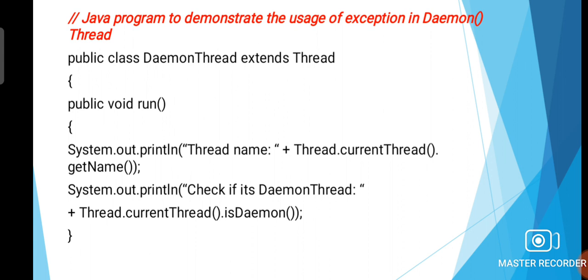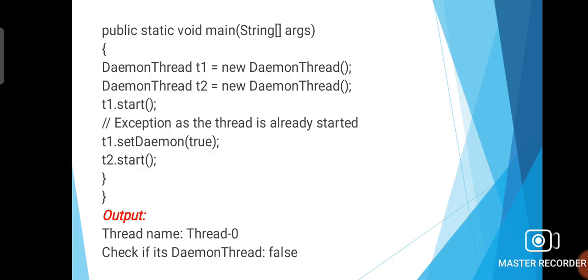Then after that, we are having one more print statement. Inside the printf statement, we are checking whether the current thread is daemon thread. isDaemon is the boolean method which will return either true or false. It returns true if the current thread is daemon, otherwise it returns false if the current thread is not daemon.